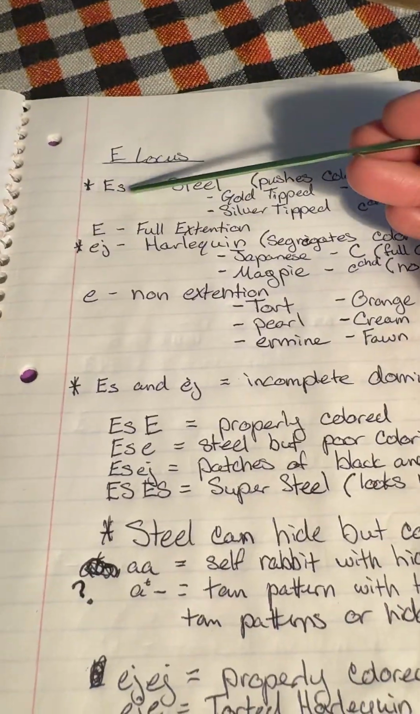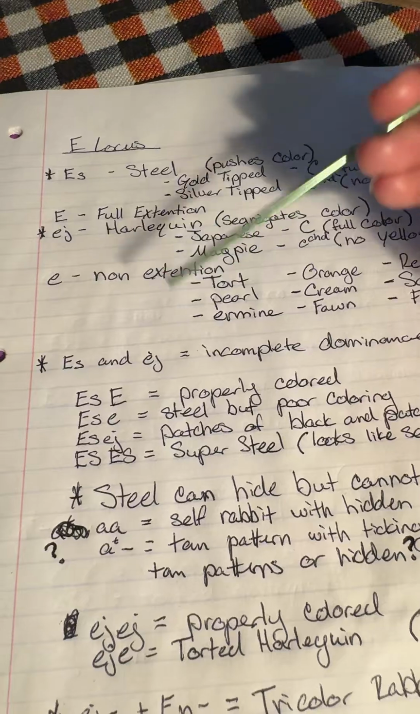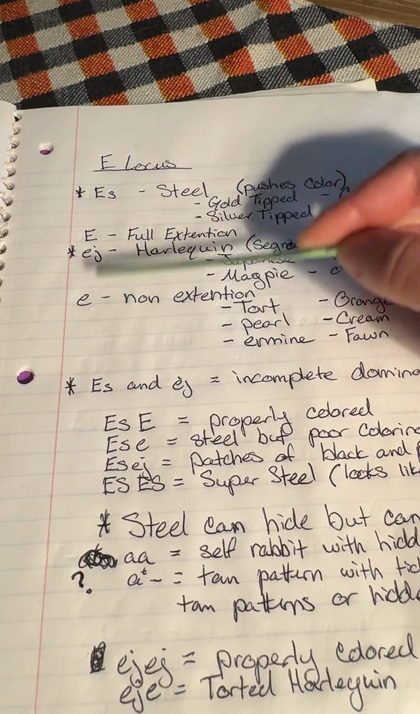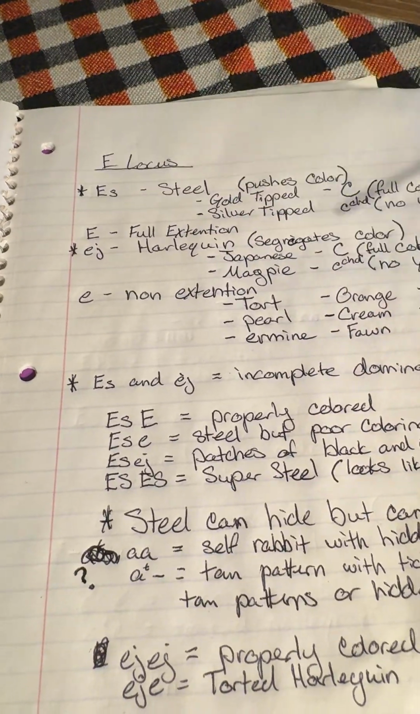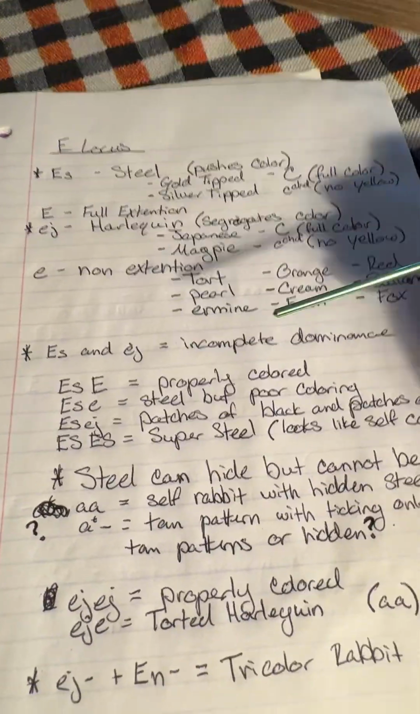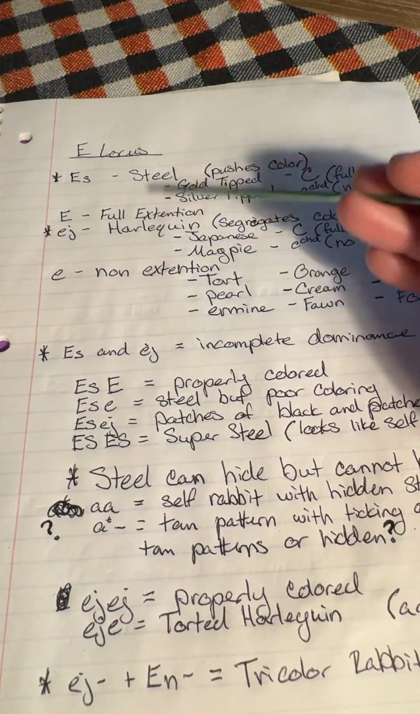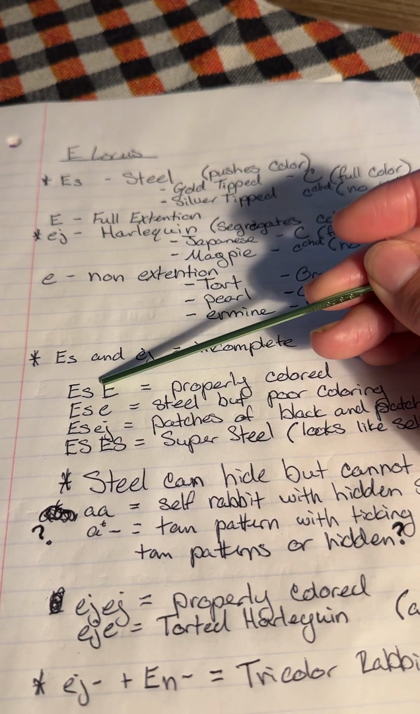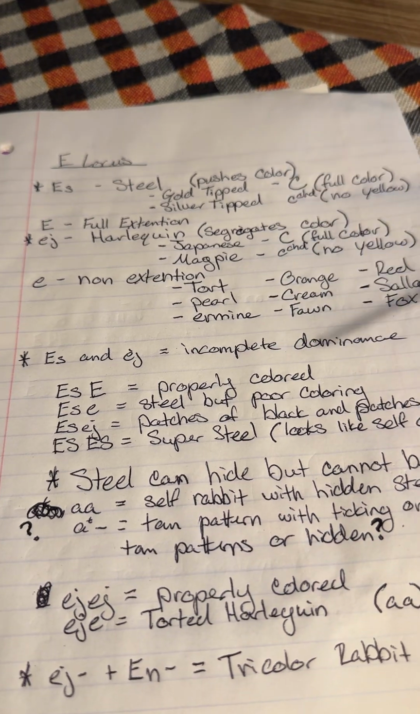So as I mentioned, these two genes have what is called incomplete dominance. So what does that mean? It means that these don't fully erase out the other gene when they're paired together. So let's take a look at how that looks. The steel gene, ES, is going to be the most dominant in this series. So when it is paired with a full extension, that's when you get a properly colored steel.